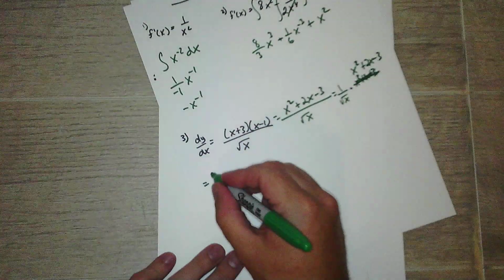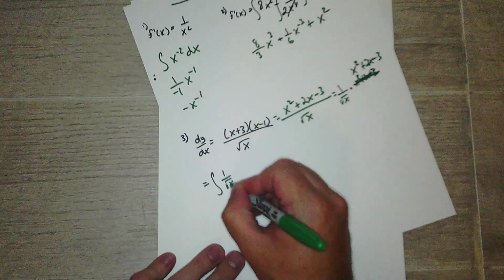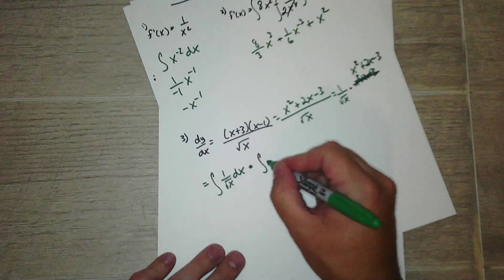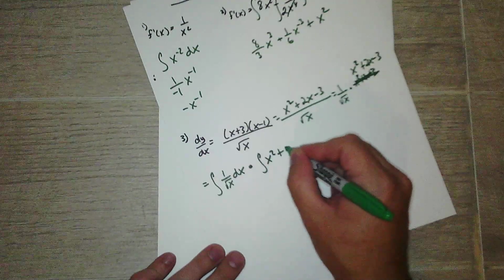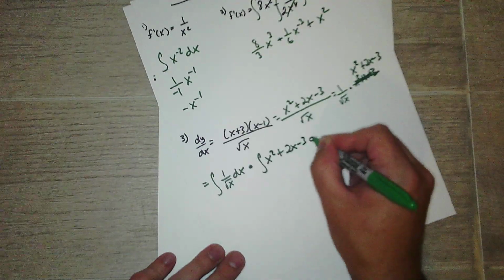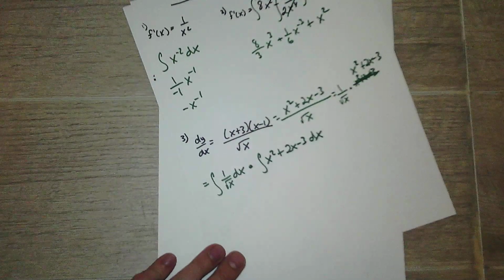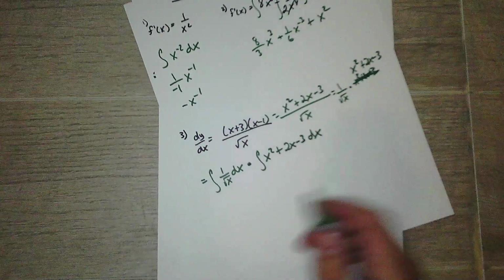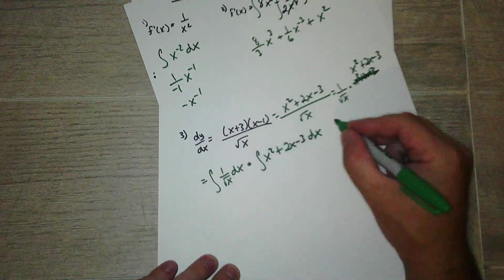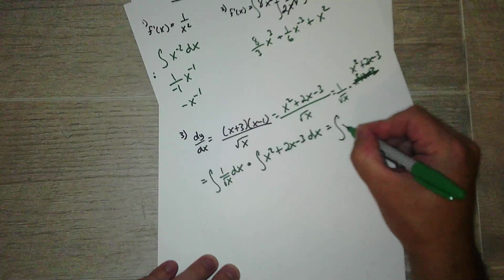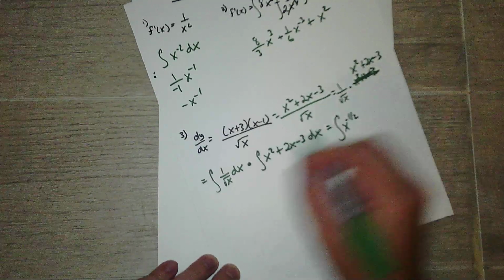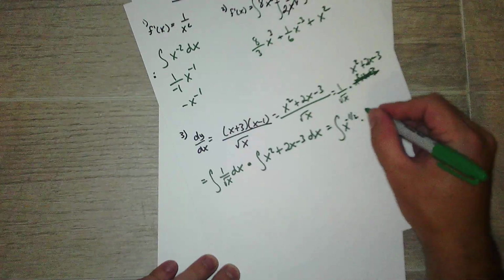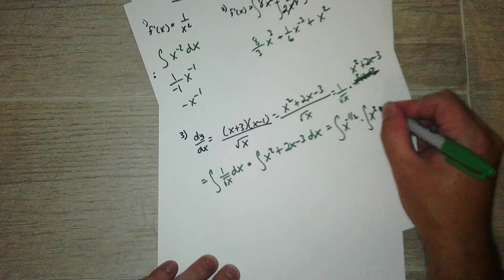Okay, so I can do it like integration of 1 over square root of x dx times integration of x squared plus 2x minus 3 dx. Okay? And then I can just combine it all at the end. So this I can rewrite as x to the negative 1/2. 1/2 is square root, and because it's on the bottom, I write a negative. Times integration.